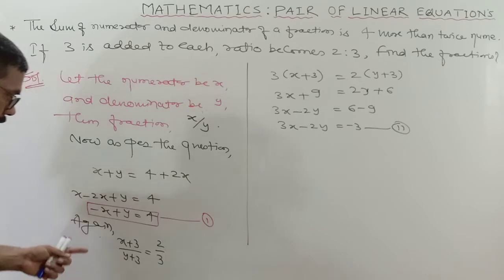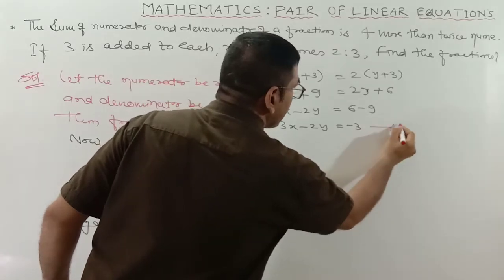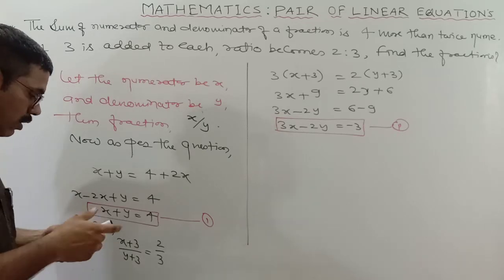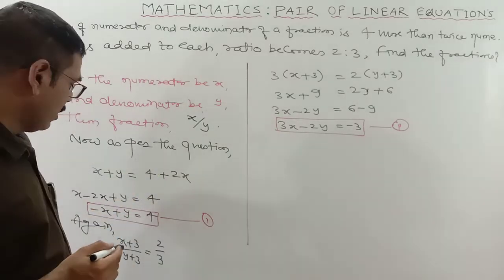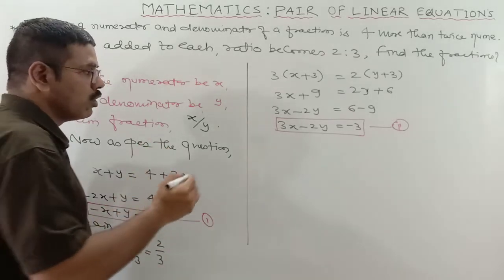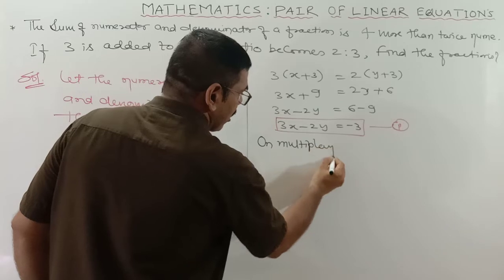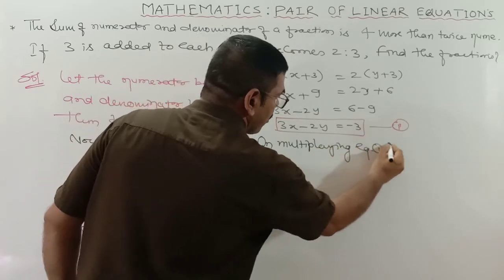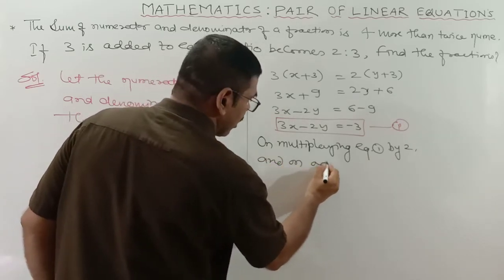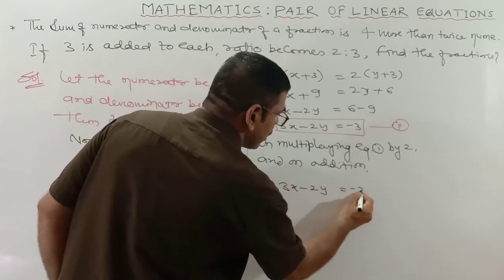Equation number 2. See, you may solve equation number 1 and 2 and determine the values of x and y. How? See, on multiplying equation 1 by 2, suppose we are just multiplying by 2. So what will we get? On multiplying equation 1 by 2 and on addition, 3x minus 2y is equal to minus 3.